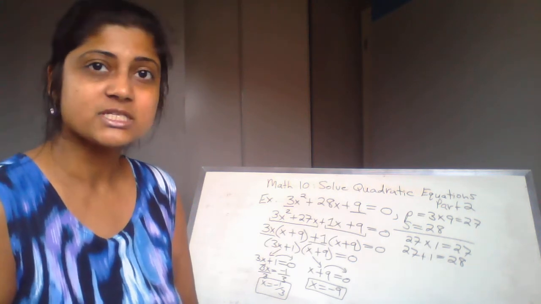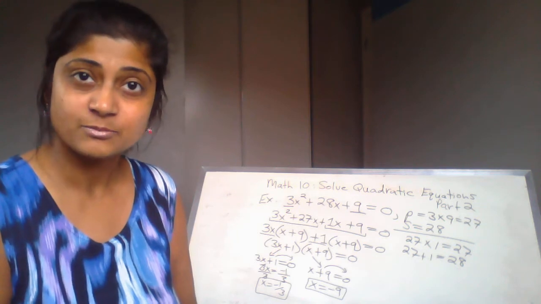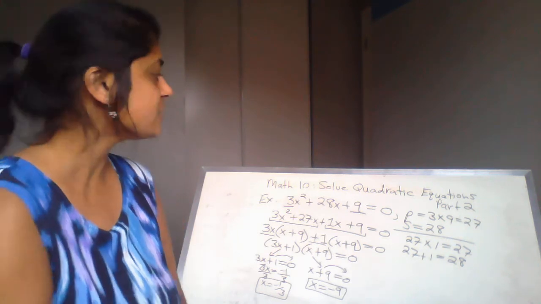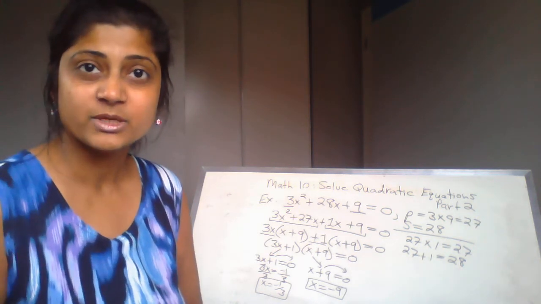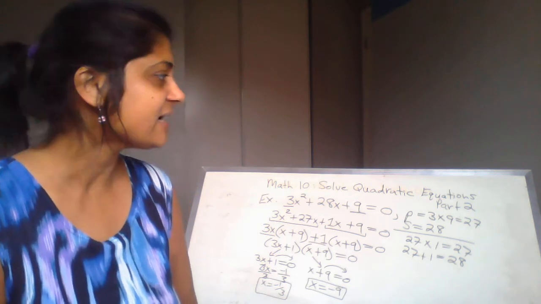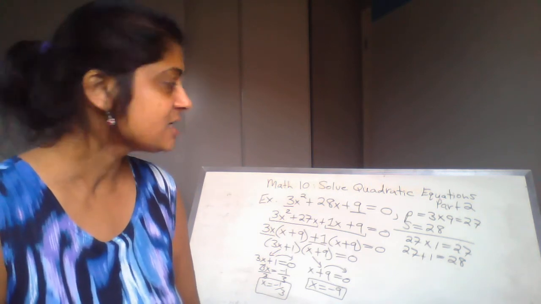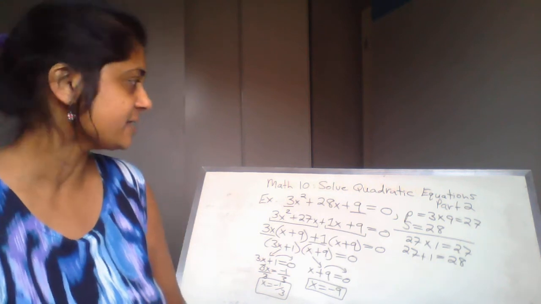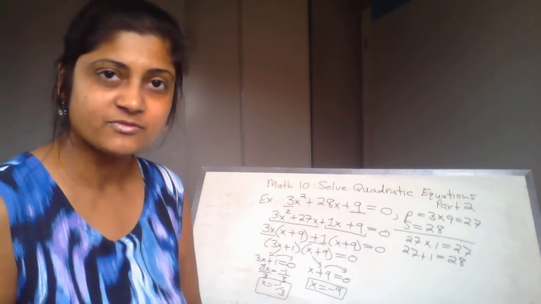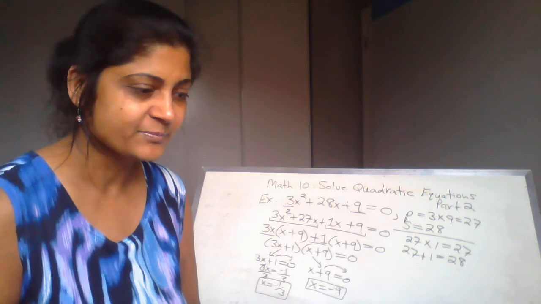Okay, make sure in the first step you are multiplying that first number in front of the x squared by the last number within the quadratic equation. And that is what the product is, okay? So it's not just the last number, which is 9 in this case, okay? Otherwise I won't be able to find out what the two factors are, okay?